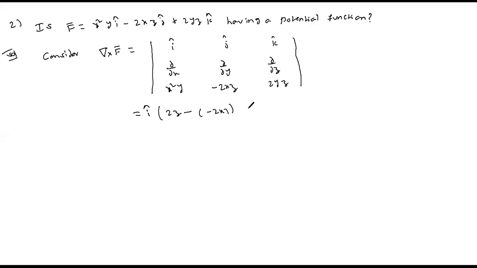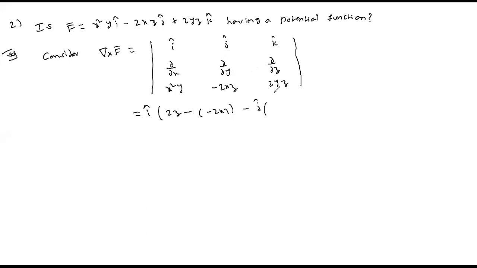Here itself we can say that f bar will not have a potential function, because for a potential function curl f bar must be 0 bar. Curl f bar is 0 bar if and only if each of the components is 0. Now you can clearly see the first component itself is non-zero. Is that okay? Therefore it is not a conservative field.